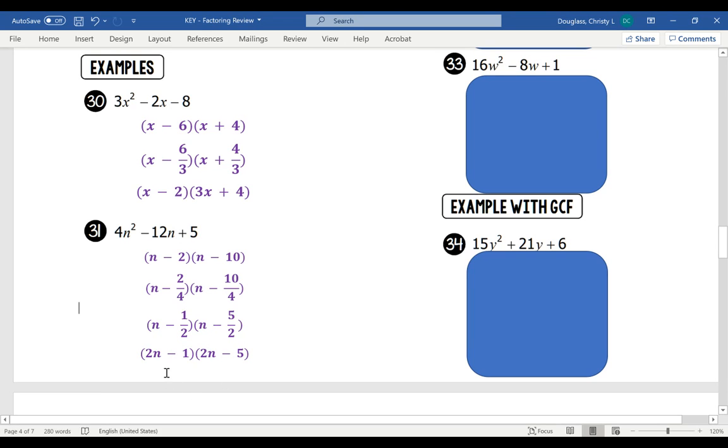Again, if you want to try multiplying the two binomials together and simplifying your expression, you will get 4n squared minus 12n plus 5.